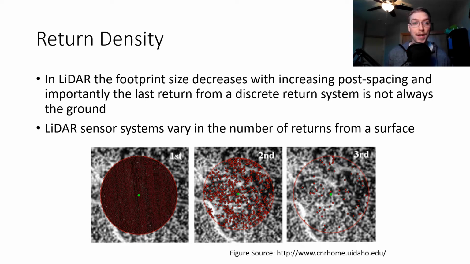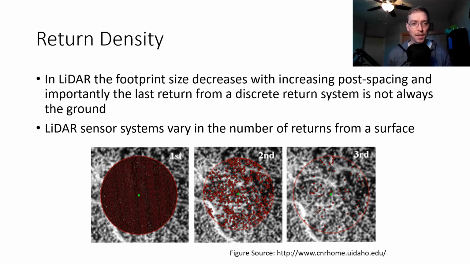We've got our return density here. So in LiDAR, the footprint size decreases with increasing post spacing. And importantly, the last return from a discrete return system is not always the ground, and that's really important to remember. LiDAR sensor systems vary in the number of returns from a surface.